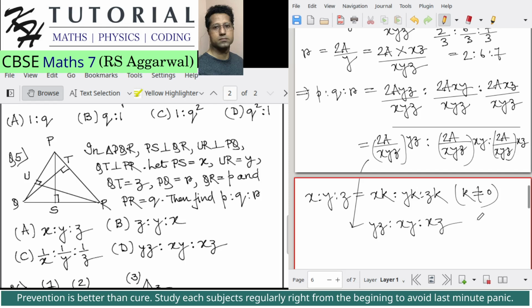So the correct choice should be D. Now please note that you must also see the other choices. Choice A is x is to y is to z. That will not be the correct choice. Choice B, z is to y is to x, will also not be equal. Now what about choice C? Choice C is 1 by x is to 1 by y is to 1 by z.